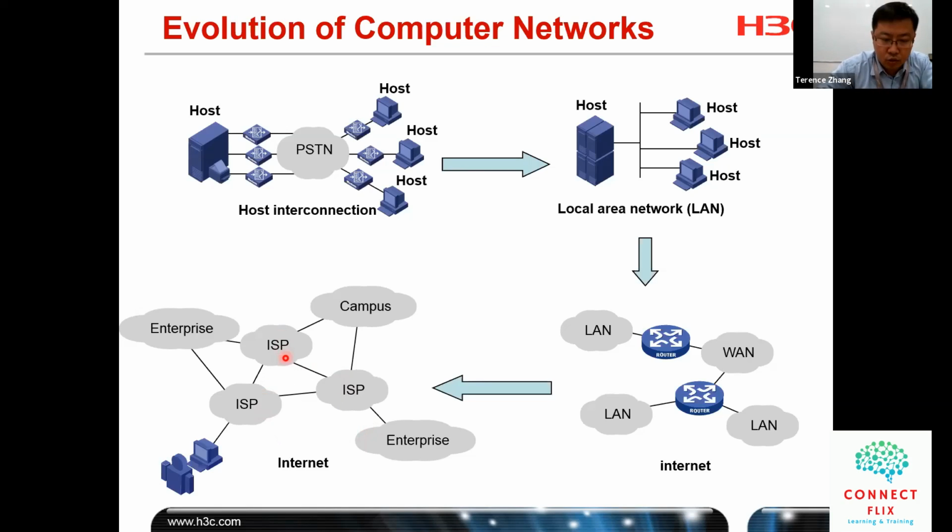the international service provider. They provide the backbone networks, and all the users, enterprises, campuses, and companies connect into the internet by connecting into the ISP. This is the network that we are using, the popular one nowadays. This is the evolution path of the computer network from stage 1 to stage 4.